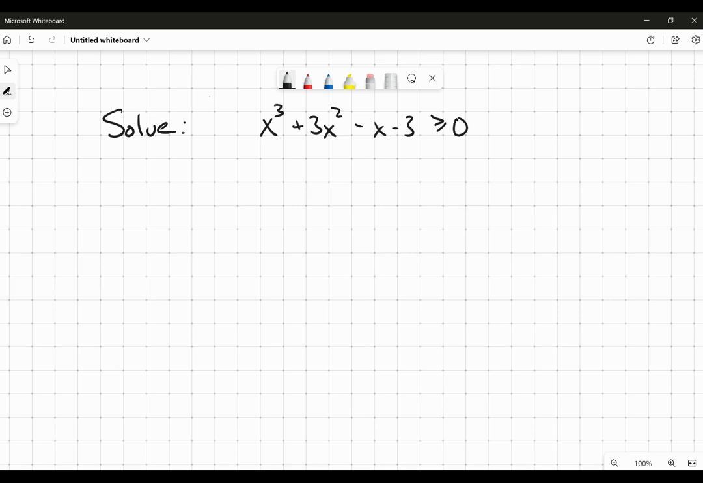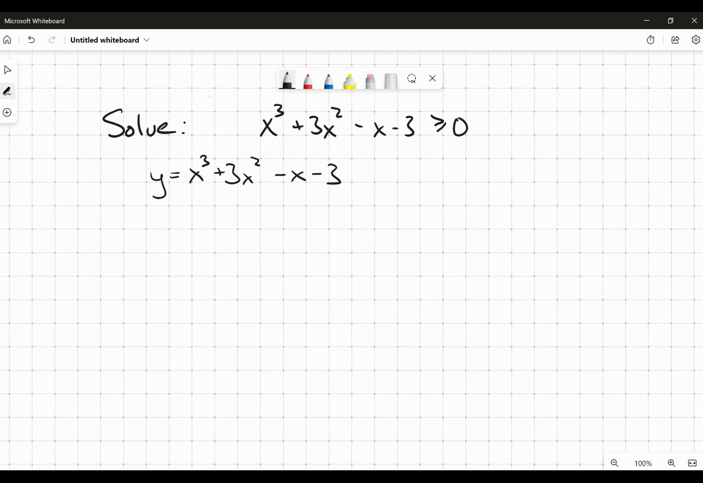Hey everybody. So we're going to do a quick solution here to this inequality, x cubed plus 3x squared minus x minus 3 greater than or equal to 0. And I'm a big believer that we should be using tools that we've developed earlier to help us move forward here. So what I'm going to do is use the graph of this function to help me answer this. So I'm going to introduce a y here.